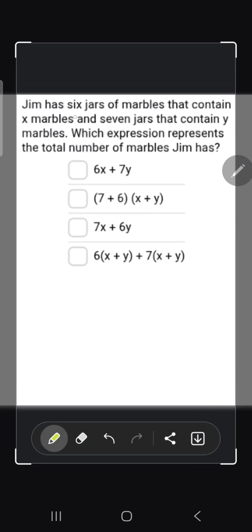Jim has 6 jars of marbles that contain X marbles. So 6 jars for X marbles, that's 6X. And 7 jars that contain Y marbles, so that'd be 7Y. We want to know the total number of marbles, so we would add that together. That would be 6X plus 7Y.